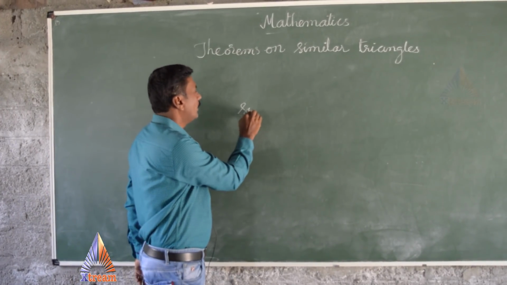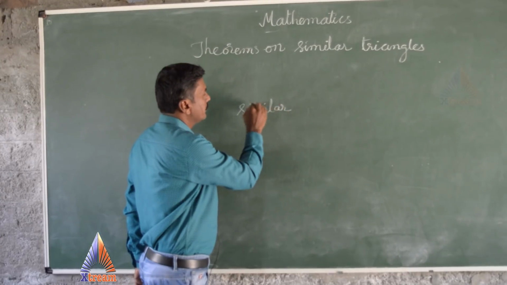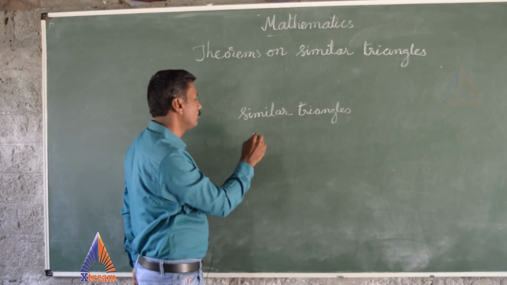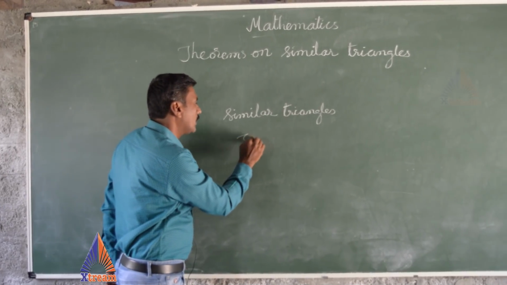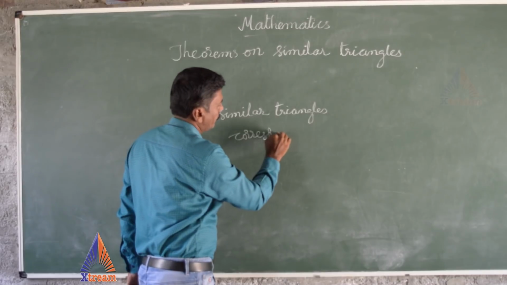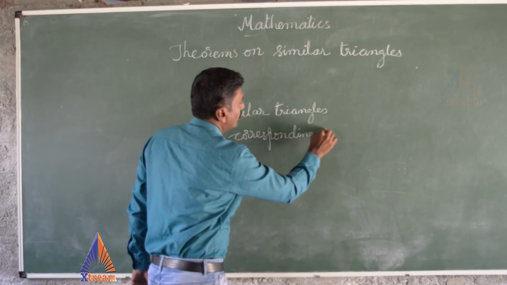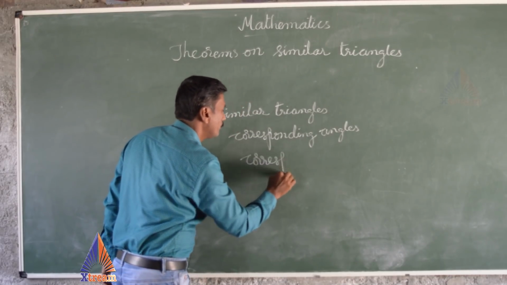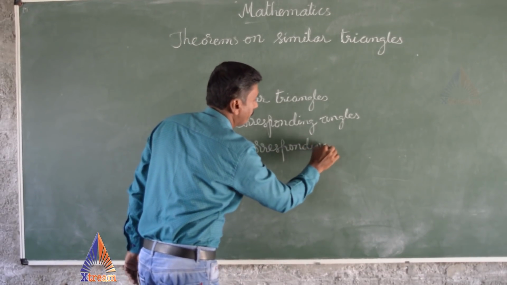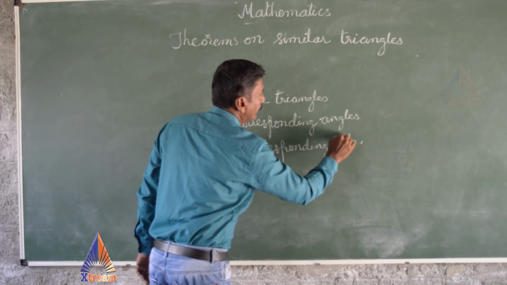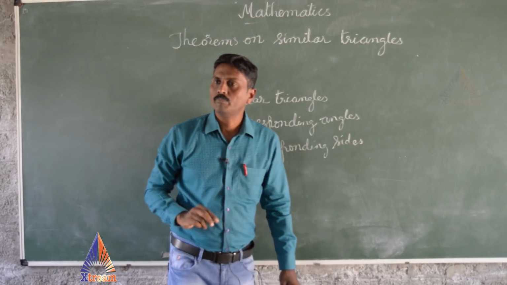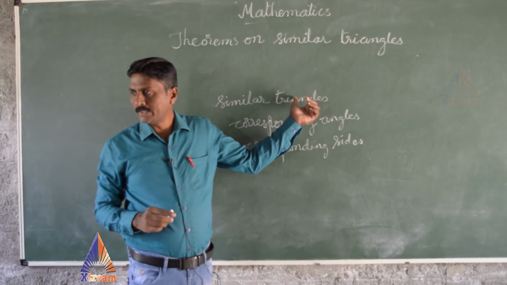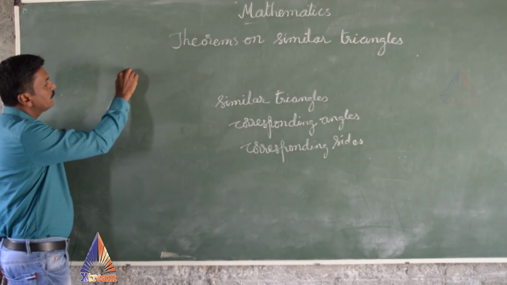Mainly, you have to know about similar triangles, the meaning of similar triangles, corresponding angles, corresponding sides, and the meaning of proportion. See, first I recall the meaning of similar triangles.